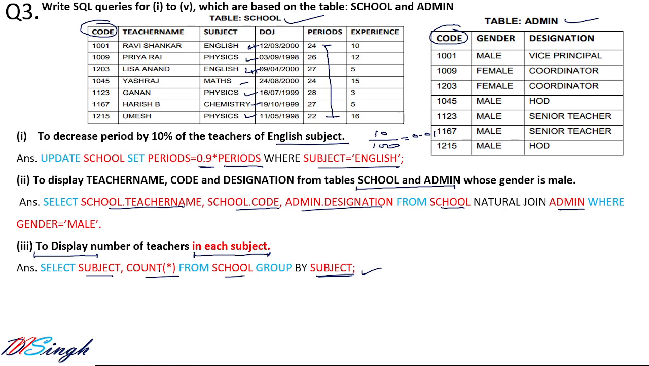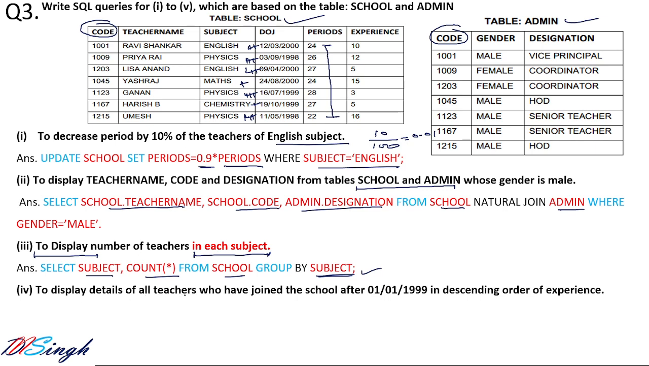So count star will give what? 2. And for physics it will appear 3 times. So count star will give what? 3. And for chemistry and maths 1, 1. I hope you people are getting it.